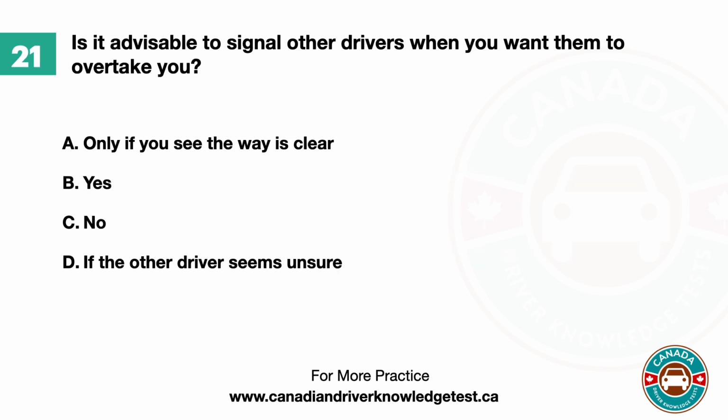Question 21. Is it advisable to signal other drivers when you want them to overtake you? A. Only if you see the way is clear. B. Yes. C. No. D. If the other driver seems unsure. The answer is C. No.